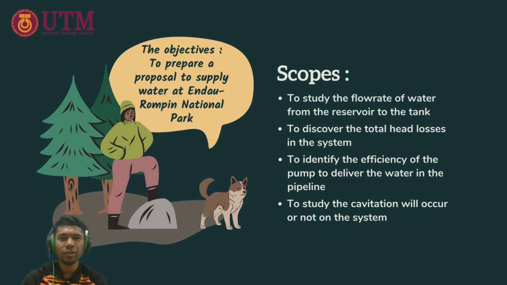Okay, let's continue with the objective. The objective of this project is to prepare a proposal to supply water at Endau-Rompin National Park. The scope: to study the flow rate of water from the reservoir to the tank, to discover the total head loss in the system, to identify the efficiency of the pump to deliver the water in the pipeline, and lastly, to study whether cavitation will occur or not in the system.